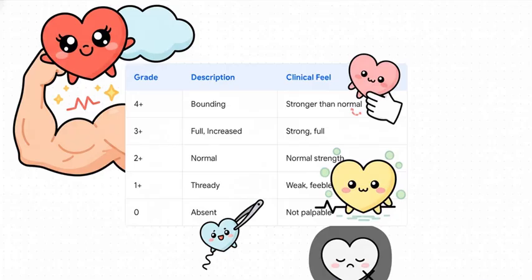After rhythm, we assess the strength, which we call amplitude. We grade this on a simple scale. 2+ is normal, easy to feel. 1+ is weak and thready. Maybe you feel this in a patient with low blood volume. A 4+ pulse is bounding. It feels like it's leaping out at your fingertips, which you might see in a patient with fluid overload. And of course, a 0 means the pulse is absent.